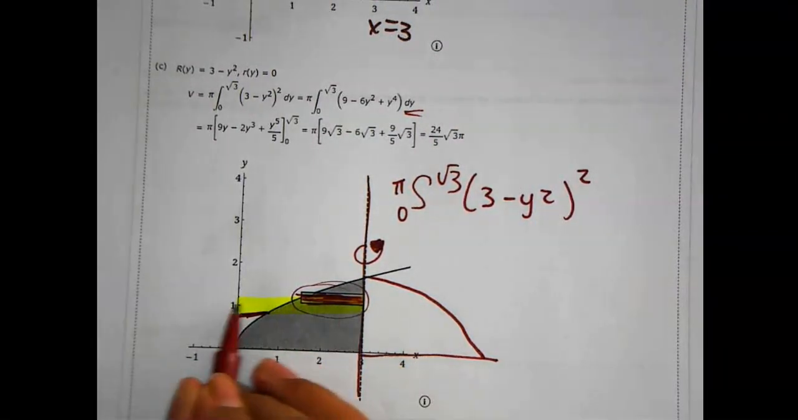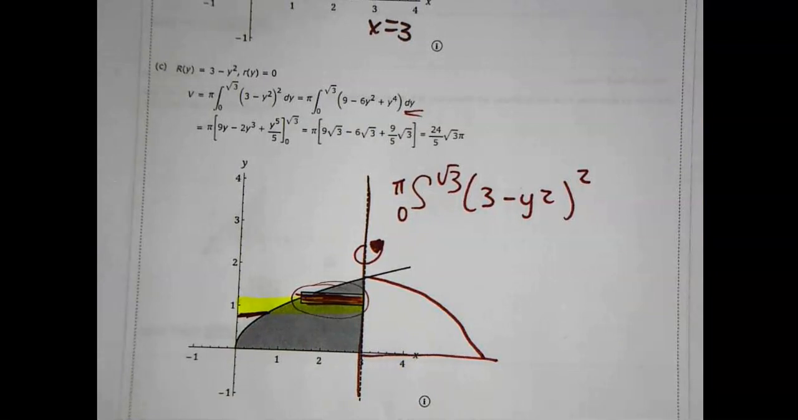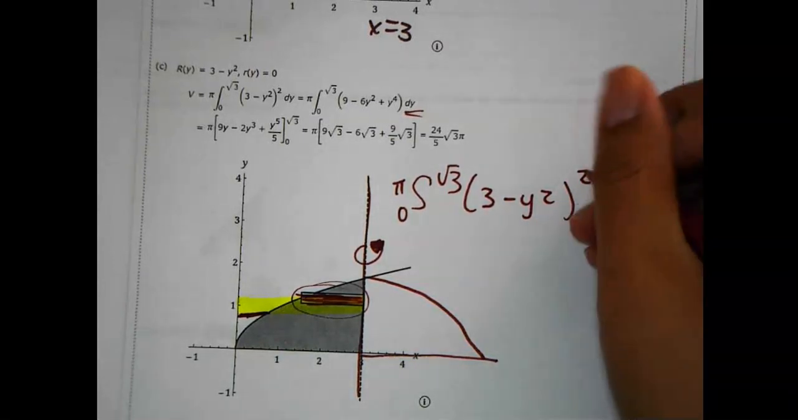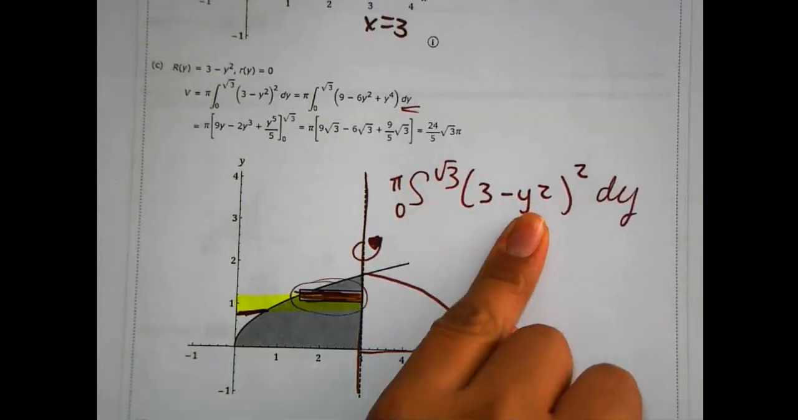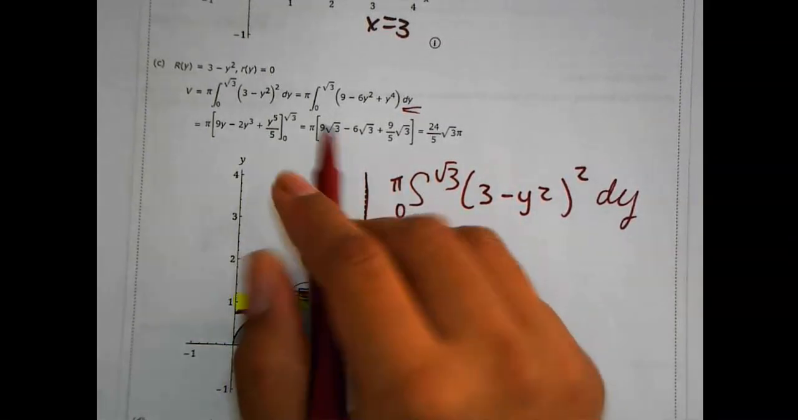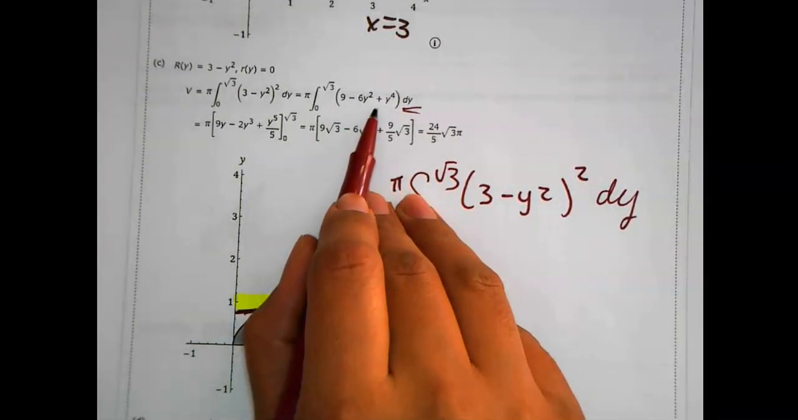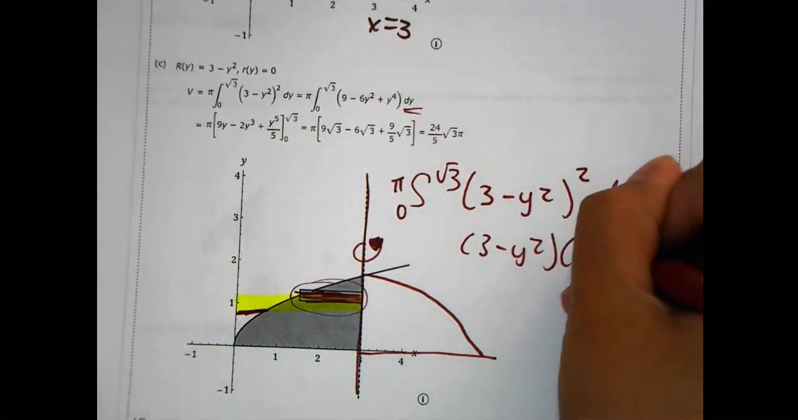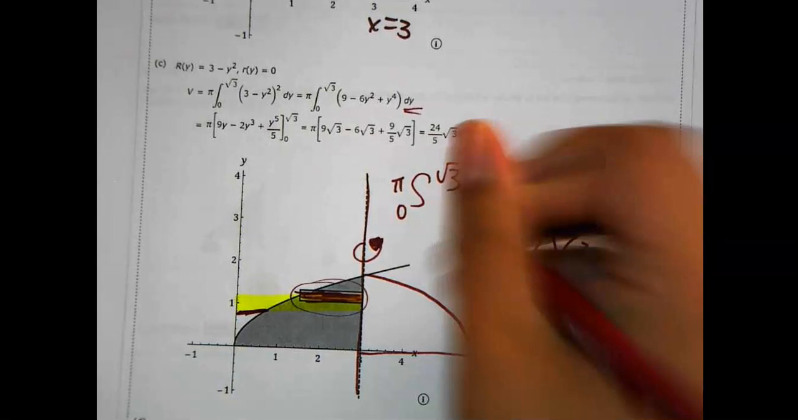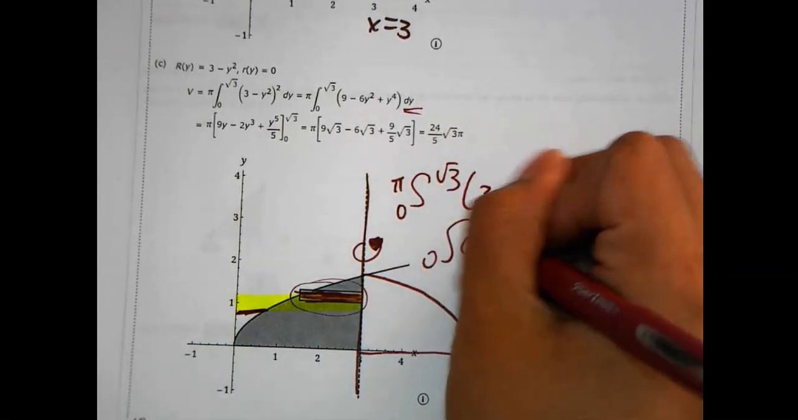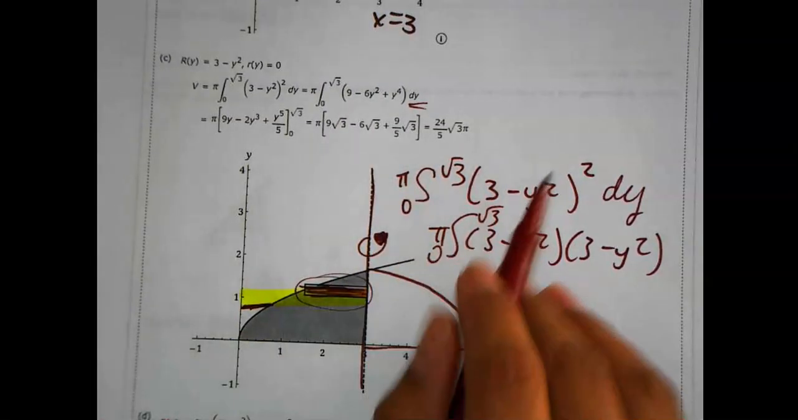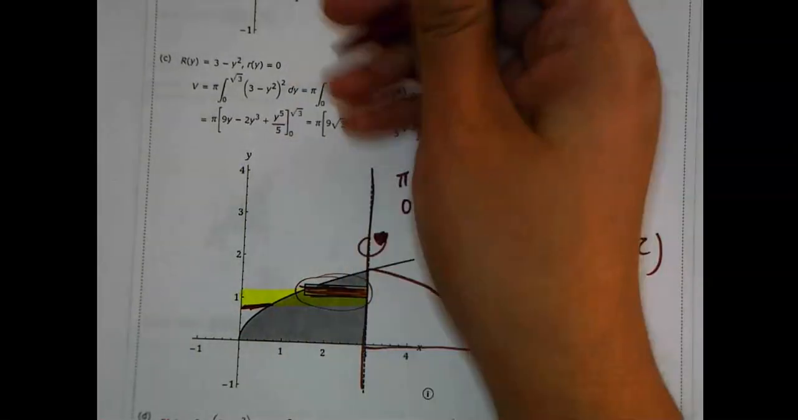To get this piece, it's going to be 3 minus the function, and we need to square that. We need to distribute that. When we distribute this, we get 9 minus 6y squared plus y to the 4th. Again, we need to write it like this and distribute. And then we take the integral and plug in the square root of 3.